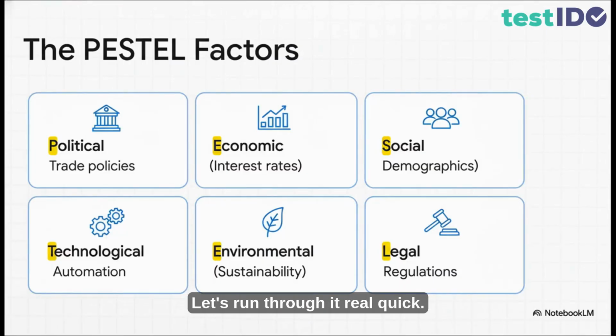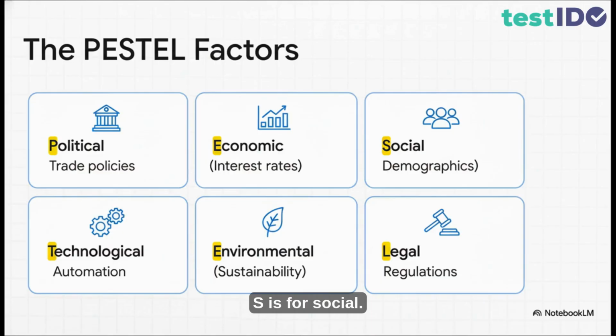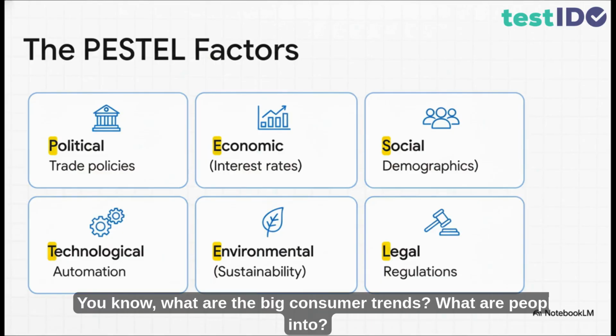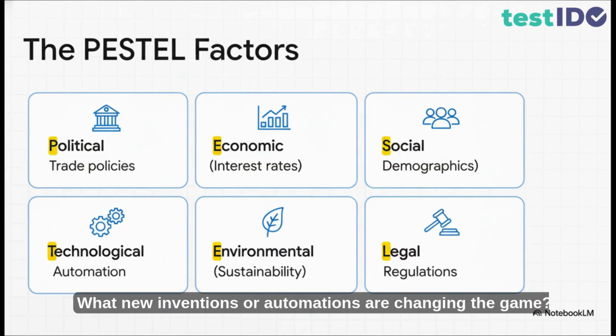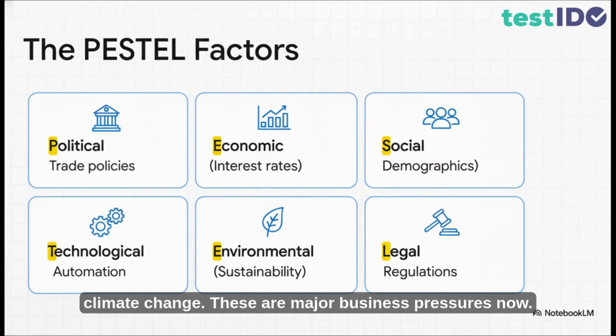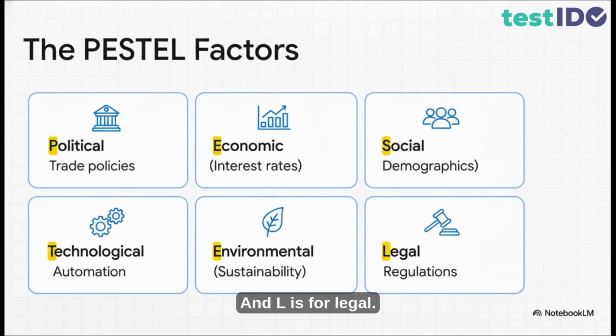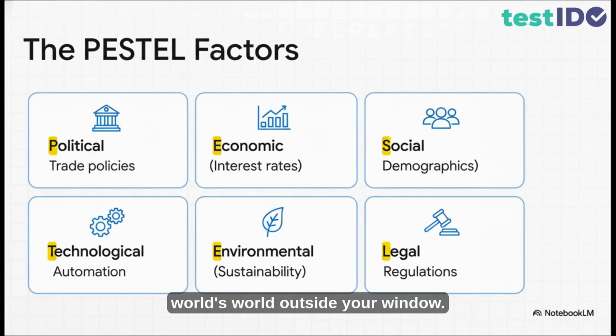Let's run through it real quick. P is for political, think trade policies, government stuff. E is for economic, and you'll want to star this one, it's huge for the exam. We're talking interest rates, inflation, all that good stuff. S is for social, what are the big consumer trends? What are people into? T is technological, what new inventions or automations are changing the game? E is for environmental, sustainability, climate change. These are major business pressures now. And L is for legal, new regulations, labor laws. See? It's basically a complete checklist for scanning the entire world outside your window.